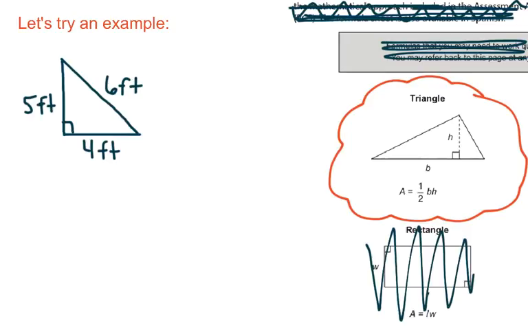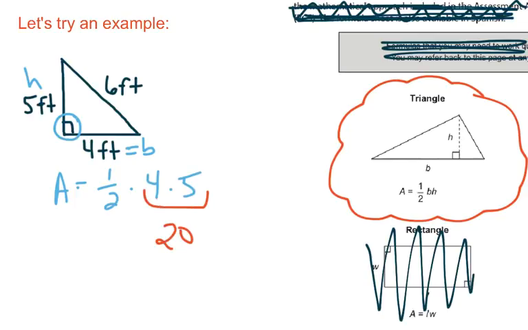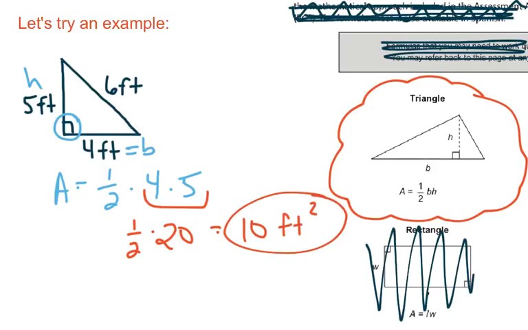Let's take a look at one more example. This is called a right triangle. In a right triangle, your base and height are going to be pretty apparent because they already create that right angle, which is why it's called a right triangle. So in this case, the 4 feet would be my base, 5 feet would be my height. I fill in my formula. 4 times 5 is 20. Half of 20 is 10. So my area of that triangle would be 10 feet squared.